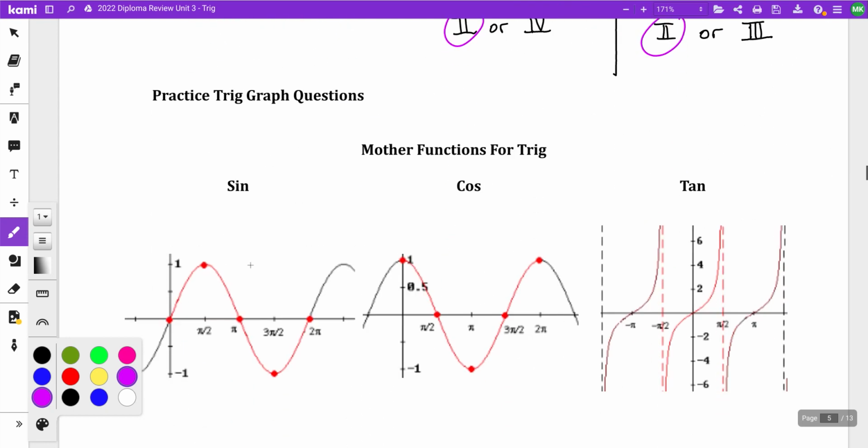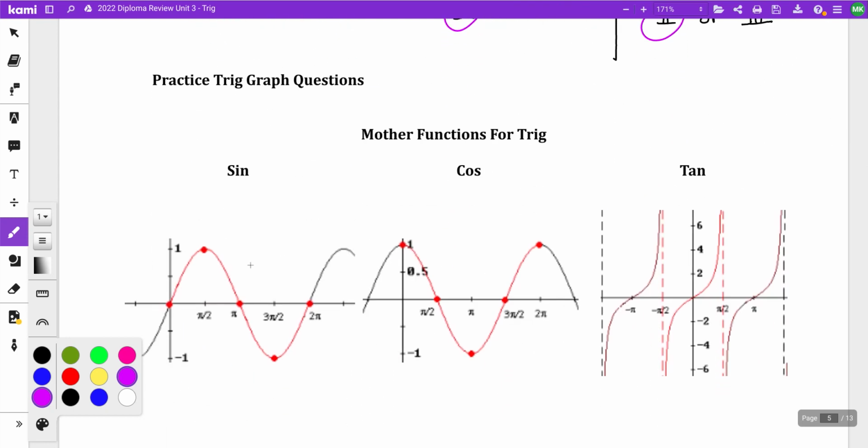Alright. Let's do some trig graphs. So there's 3 types of trig graphs that you're going to have to know. These are their mother functions, meaning that's like their standard function, just sine of x, cos of x, tan of x. Very basic. No transformations done to them, nothing.